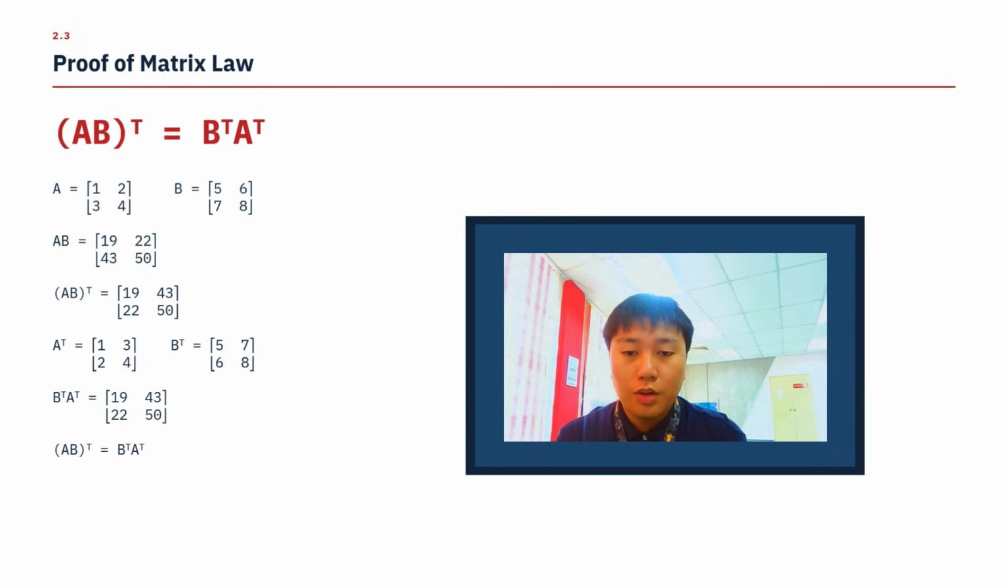After that, we multiply B transpose by A transpose, and the result is also 19, 43, 22, 50. Since both sides give us the same result, we can prove that (AB) transpose equals B transpose A transpose. That's all for this proof. Thank you.